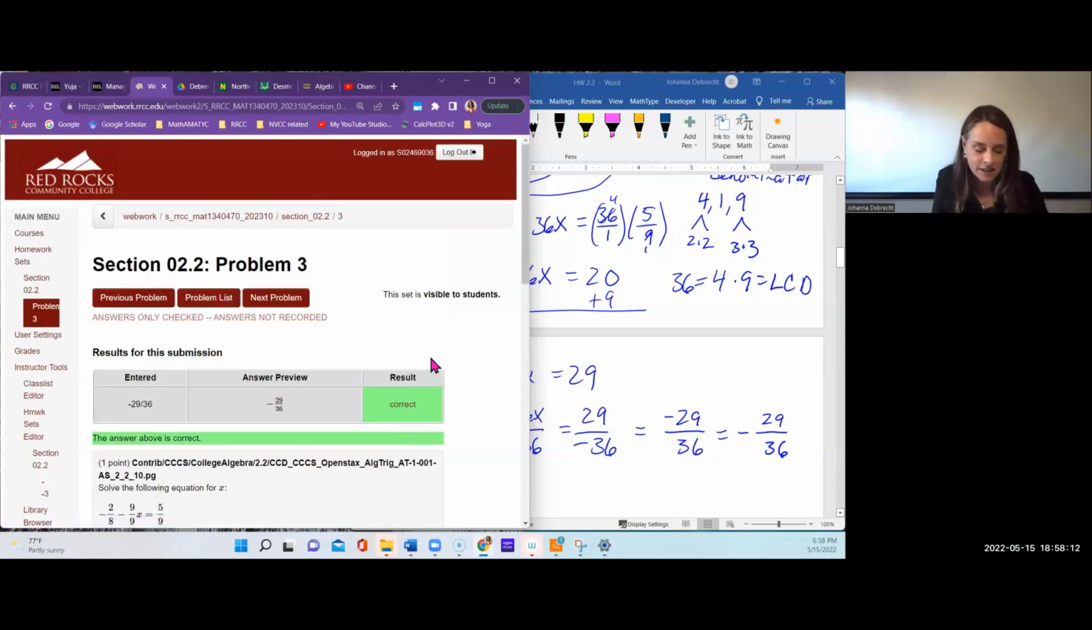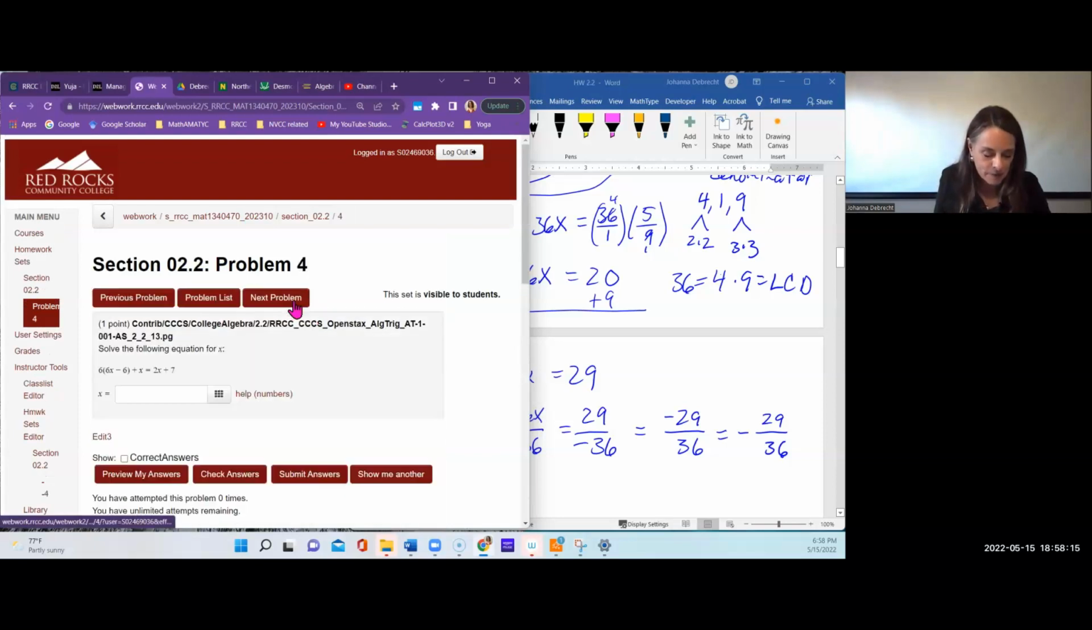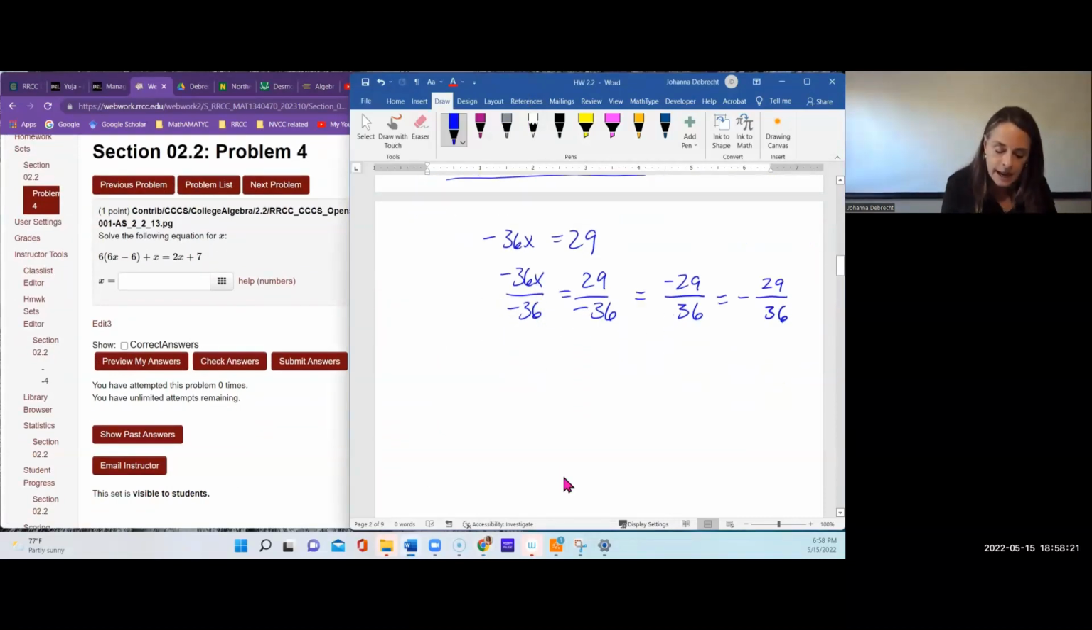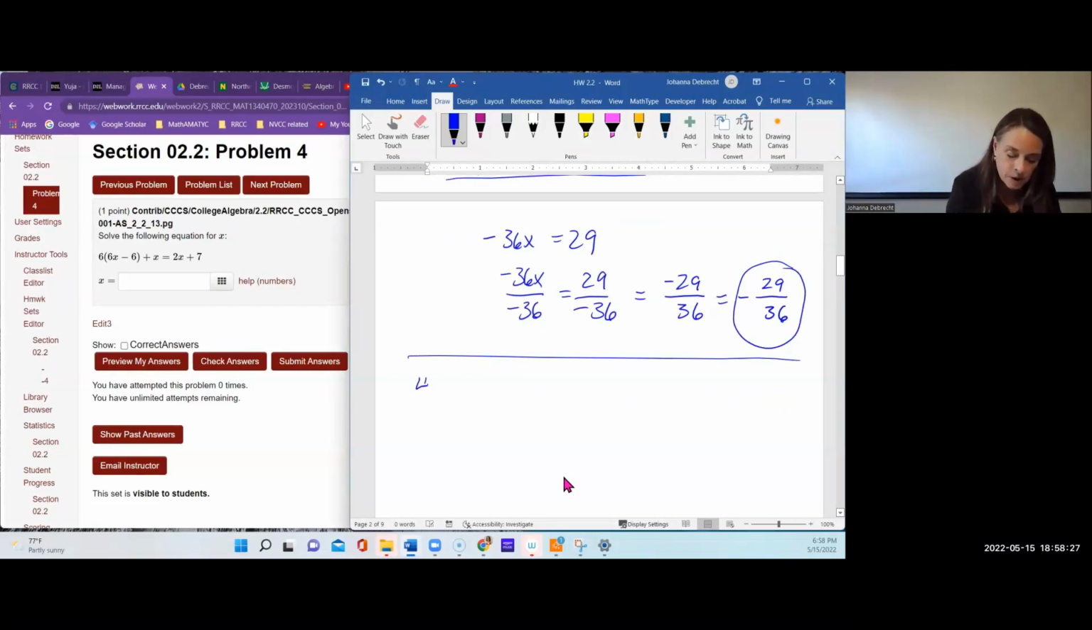And we got the green check. Let's look at this next problem here. In this problem, which is number 4, we're going to again have to apply the distributive property. So we have 6 times the quantity 6x minus 6, plus x equals 2x plus 7.